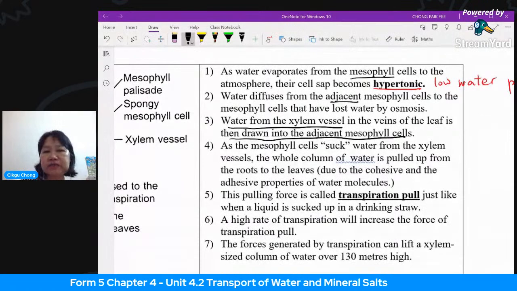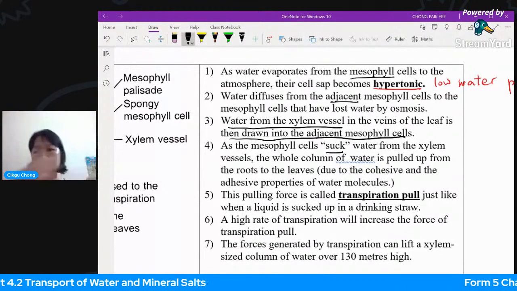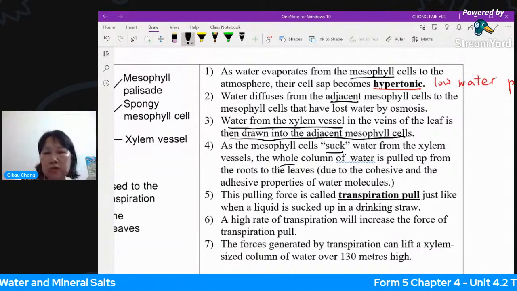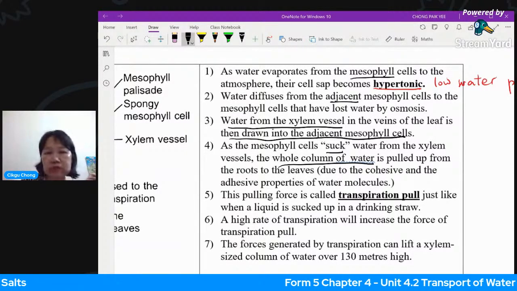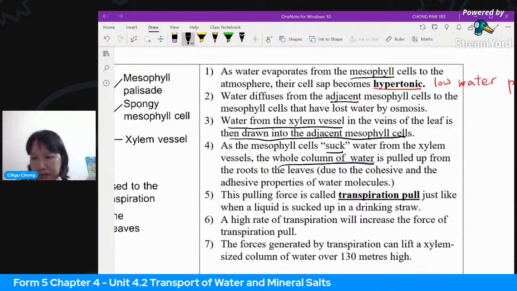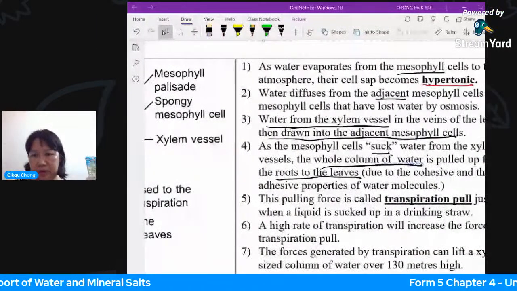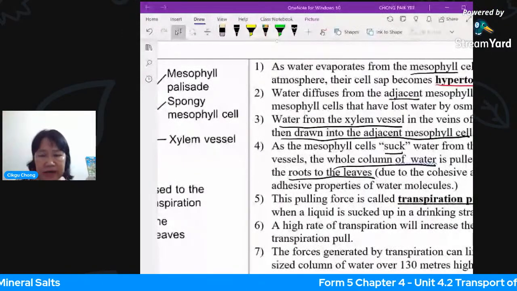So the mesophyll cells are sucking the water, it's considered a pull, because it's sucking the water up, right? The whole column of water is pulled up from the roots to the leaves because of the cohesion and adhesion in the stem, the capillary action there. All right, okay? Right, no questions here so far.